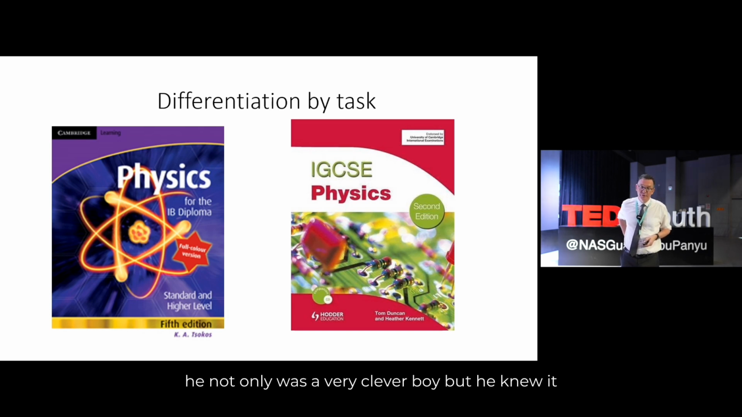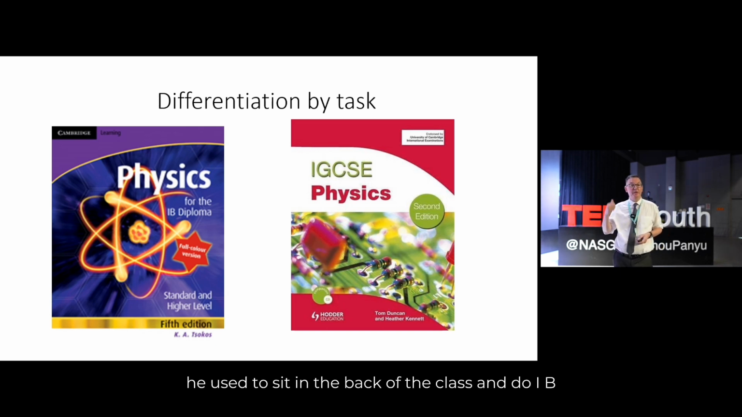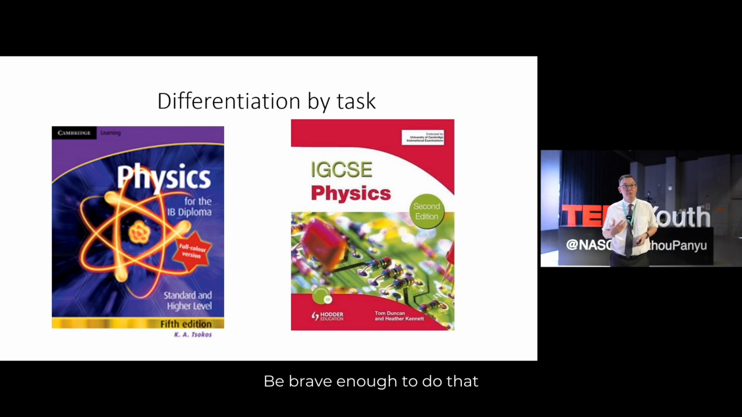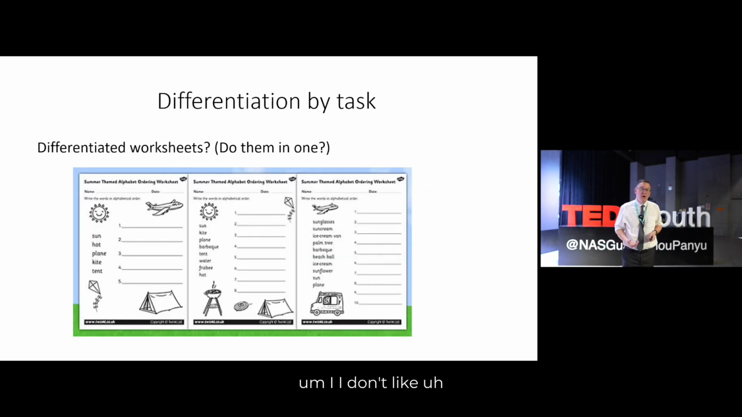Not only was he a very clever boy, but he knew it. He read physics and stuff like that. So at the beginning of every class, I used to give him the IB textbook. He used to sit in the back of the class and do IB physics, where the rest of the class did IGCSE. Be brave enough to do that.